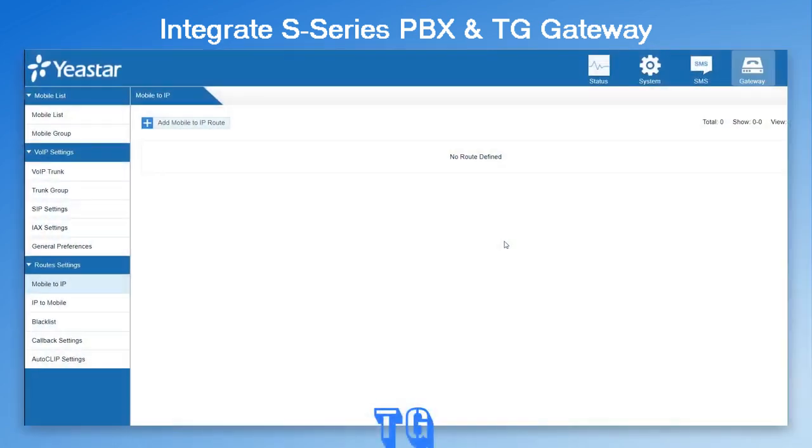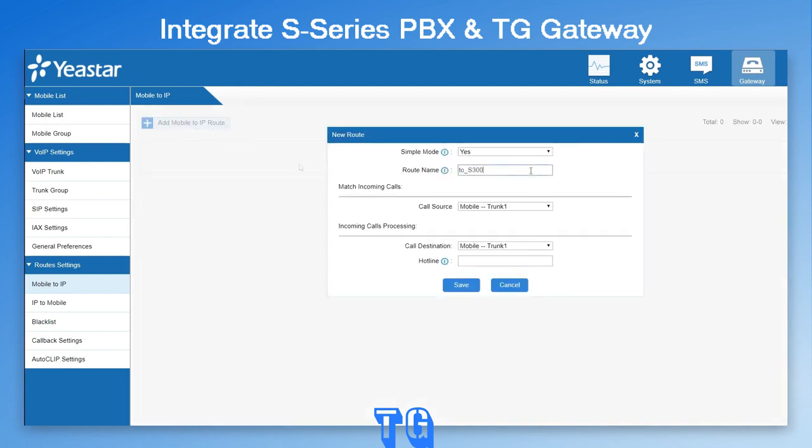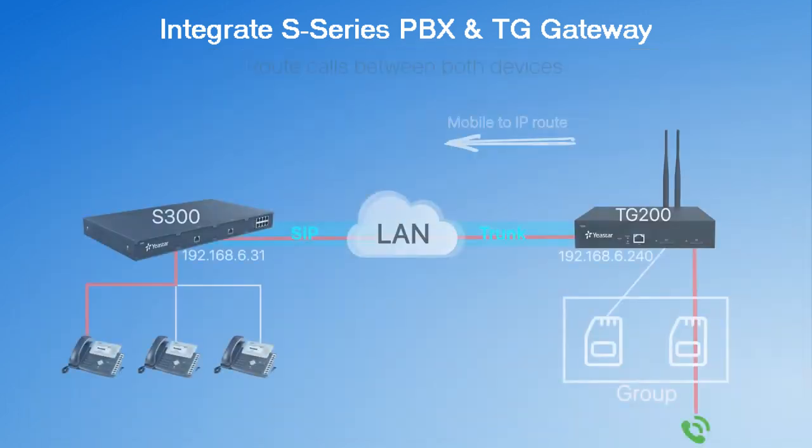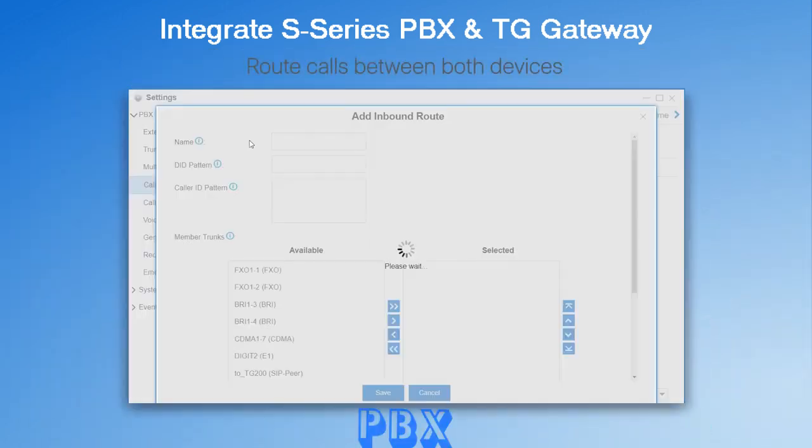First, on the gateway, route incoming calls to the PBX. Add a Mobile to IP route on the gateway. Choose the SIM card as the call source, and set the destination to the PBX. As we know, SIM cards have no DID numbers. We can customize a number here, which will be bound with the trunk. Besides, remember to enter the same number in the DID pattern of an inbound route on the PBX to make it work. Jumping to the PBX, let's create an inbound route.